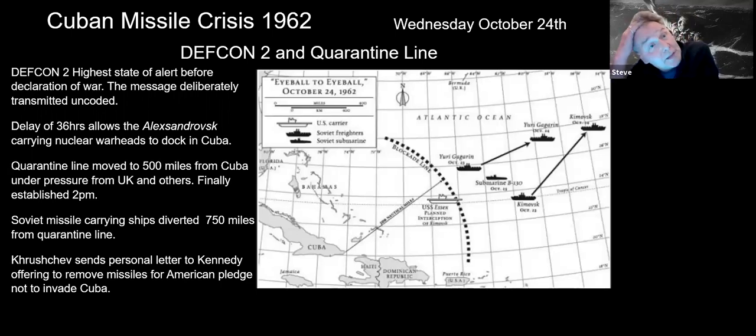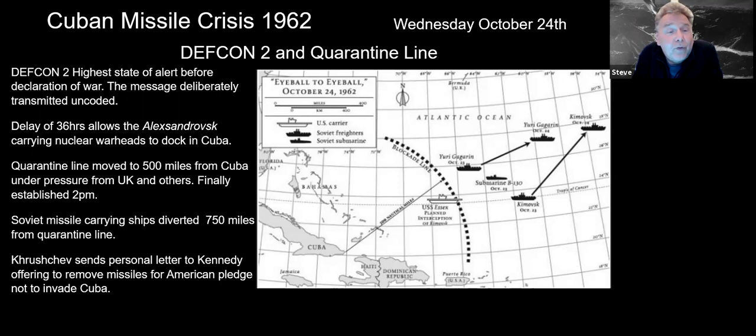Then on Wednesday the 24th, what's called DEFCON 2 was inaugurated, which is the highest state of alert before an actual declaration of war. Now, when this is made, they actually broadcast the instructions uncoded so the Russians can pick them up, deliberately, so they know what's happening. The quarantine line meantime, there's a delay of 36 hours. This allows the Alexandrov, which is carrying most of the nuclear warheads, to dock in Cuba. The quarantine line is then moved 500 miles from Cuba. Now, if you remember what it said, that was to give Khrushchev time. That was Kennedy's doing. Actually, it was under pressure from the UK and other European allies. And it was finally established at 2 p.m. So it's quite a time after he actually announced it.